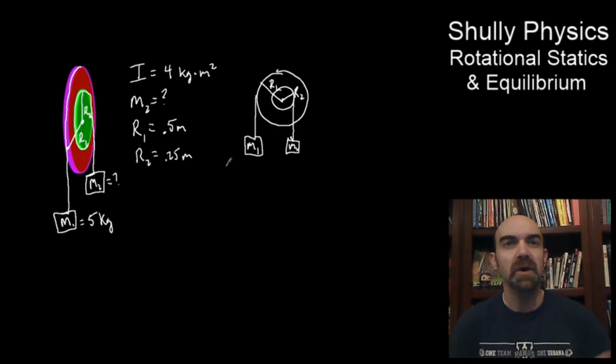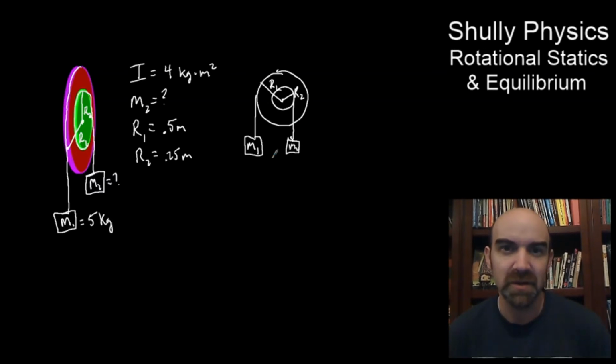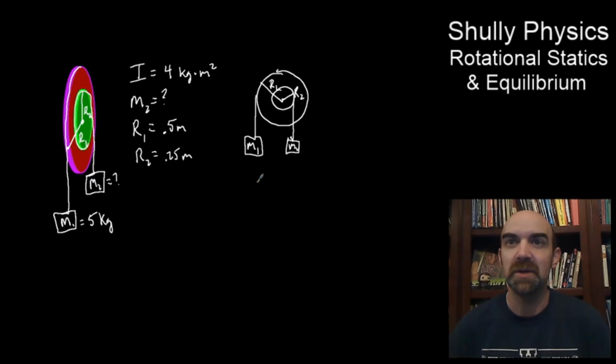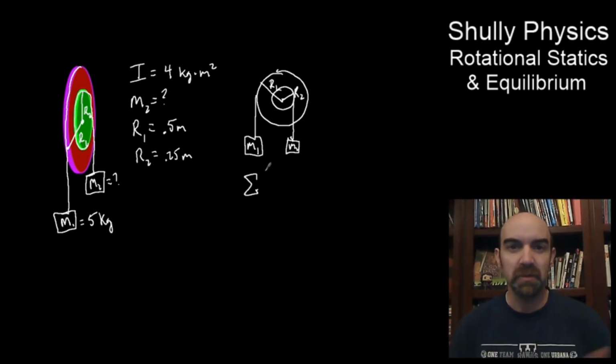All right, so what is this mass 2 going to be? What's the value going to be? That's our target. In this scenario, there's nothing translating at all. There's nothing going side to side, up or down. There's only a rotation. And whenever there's an equilibrium, what we're trying to do is find a balance. So that's our scenario here.